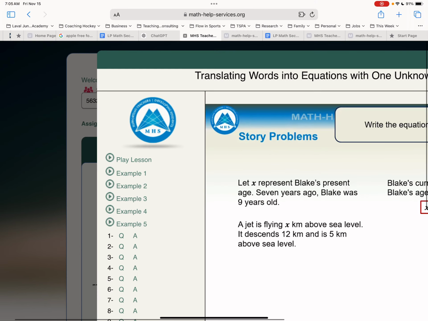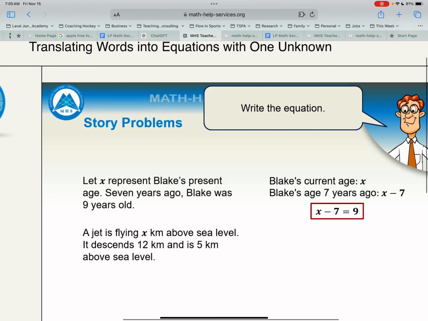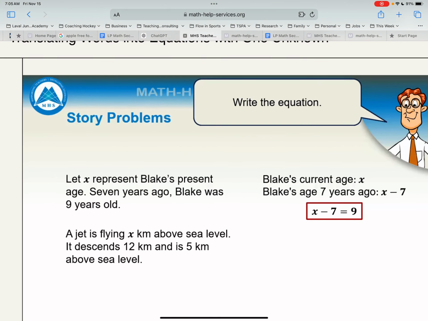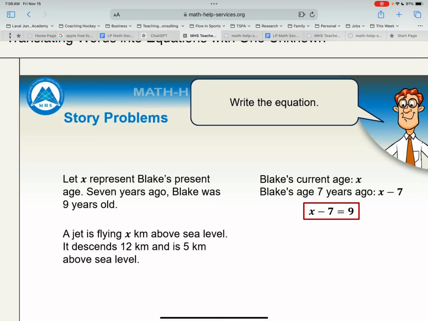So look at that. Like, for example, this question over here. Let X represent Blake's present age. 7 years ago, Blake was 9 years old. So Blake's current age, you have Blake. Well, we don't know anything about him, so you let Blake equals X. And 7 years ago, he was X minus 7. But now he's 9 years old, so X minus 7 is equal to 9. And then basically, if you had to solve it from there, X would equal 16. So that's how you would solve something like that. You would better understand this stuff when you actually dig into it and do it.